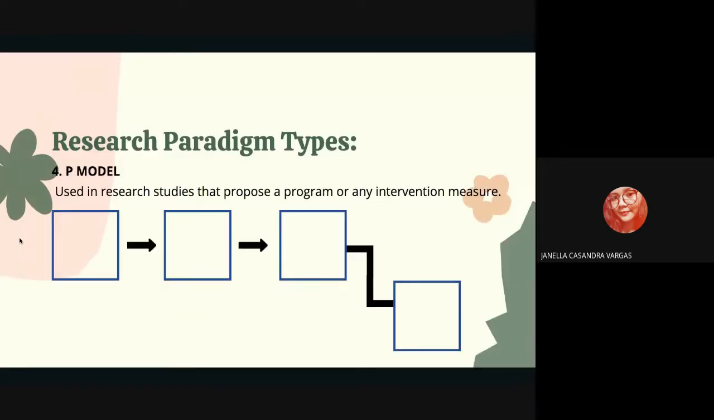Next is the predictor criterion model. It is used when relating or assessing the influence between two or more variables. And then the next model is the P model. It is used naman in research studies that propose a program or any intervention measure. We also have the POM model or proposed original model. Di na nailagay kasi this one naman ay ginagamit when the researcher decides and presents an original paradigm.